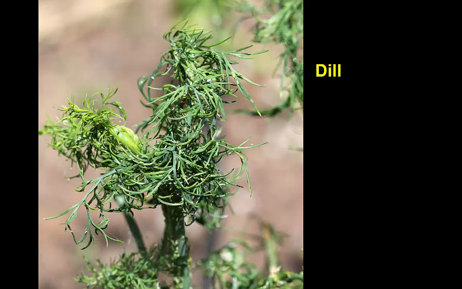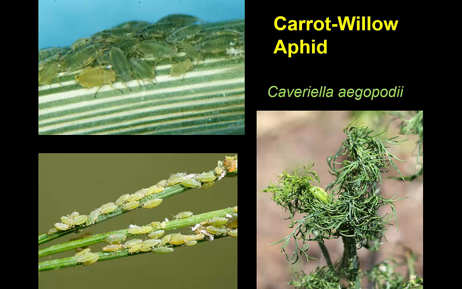And another one that I personally have had a lot more experience with in my own garden is one that I see causing a twisting and a tufting on dill and sometimes parsley. And that is a kind of insect that I've chronically had in the past. It is the carrot willow aphid, but it is an insect that I no longer personally have in my garden because I happen to have done something several years ago that got rid of this issue, at least locally.